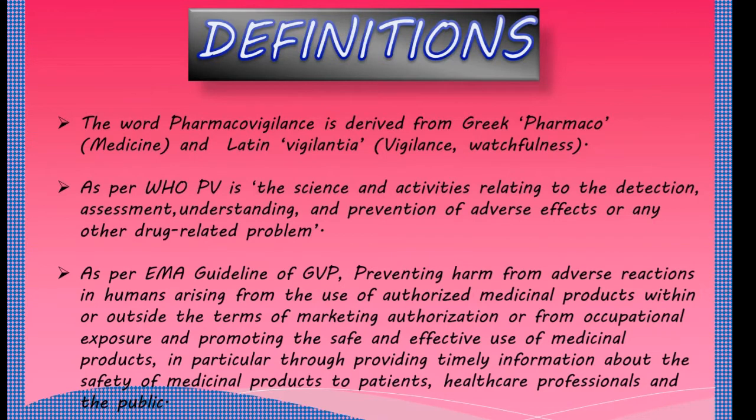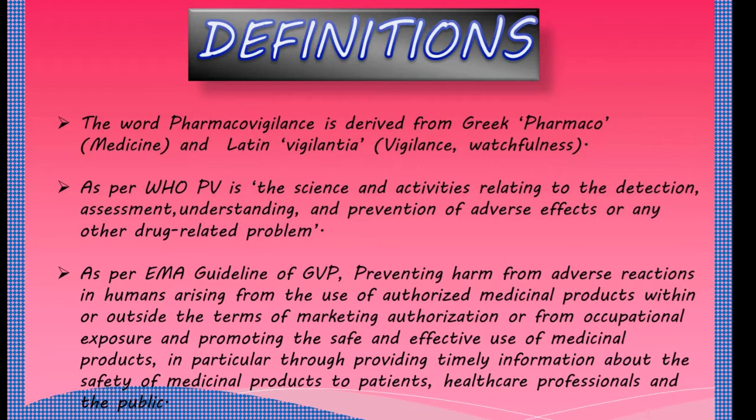So what is pharmacovigilance basically? Pharmacovigilance is derived from the Greek term pharmaco. Pharmaco, you all know, means drugs or medicines, and the Latin term vigilantia. Vigilantia means vigilance, which means awareness or watchfulness or monitoring. So as per the WHO PV guideline, pharmacovigilance is the science and activities relating to the detection, assessment, understanding and prevention of adverse effects or any other drug related problem.